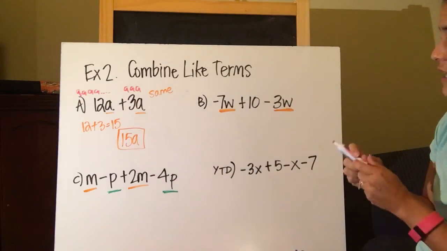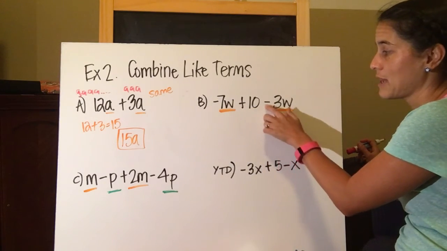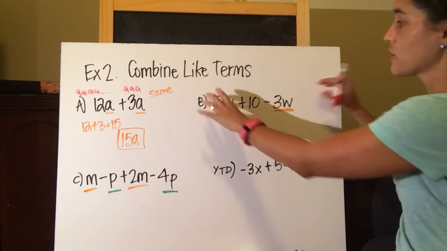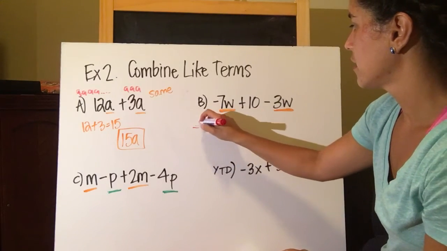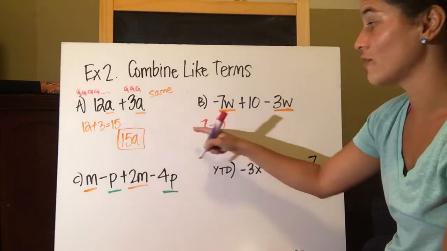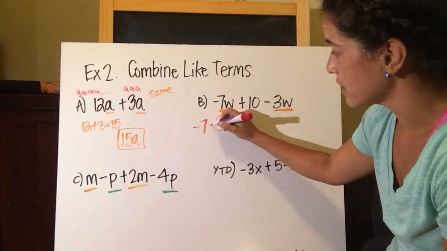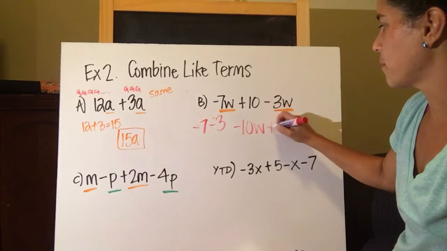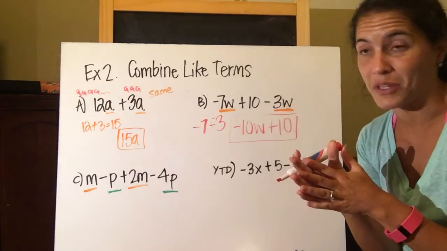So in example B, you notice I have like terms, negative 7W plus 10 minus 3W. I have like terms, and then I have a constant. So I'm going to combine my like terms, negative 7 and then minus 3. Negative 7 minus 3. If you know your integer rules, then you know that's going to be negative 10. If you need to touch twice, then you can touch twice. So I'm going to have negative 10 W's and then plus 10. I am going to go ahead and bring that down because I couldn't combine it with anything because it's a constant.